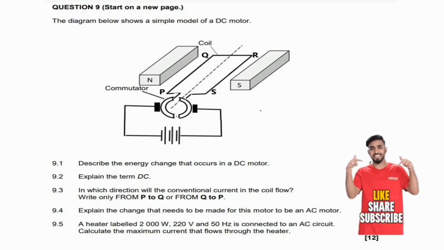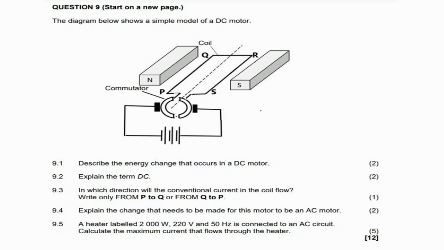So it says in question 9, the diagram below shows a simple model of a DC motor. So here we are told that we are dealing with a DC motor, and we can confirm that because this is connected to a power source. So remember, it is a motor when it is connected to a power source. And then how do we confirm that it is a DC? It's because it has split rings, or rather split ring commutator, right?